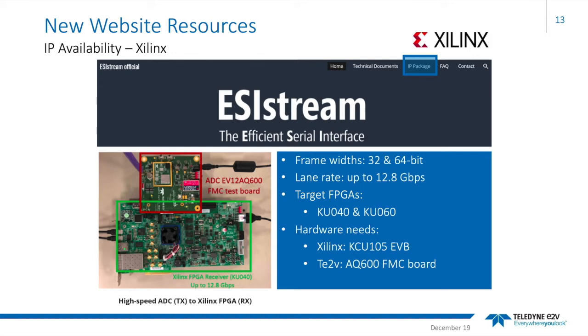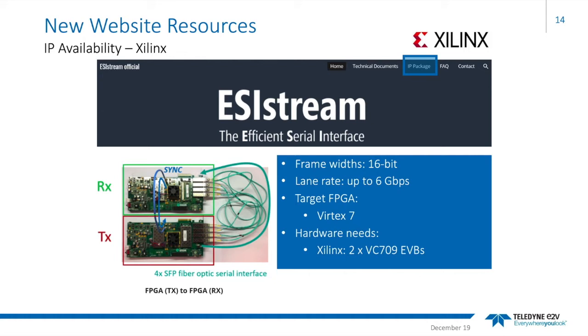For these two IP packages, the supporting hardware includes the KCU105 evaluation board from Xilinx, coupled with Teledyne E2V's ADC board, the EV12AQ600 FMC. This combination of hardware is illustrated in the image on the left-hand side here.